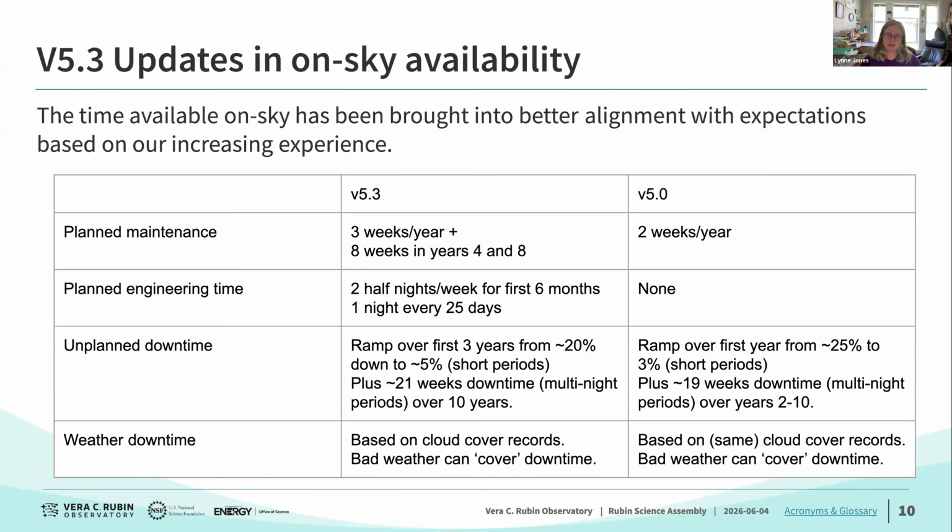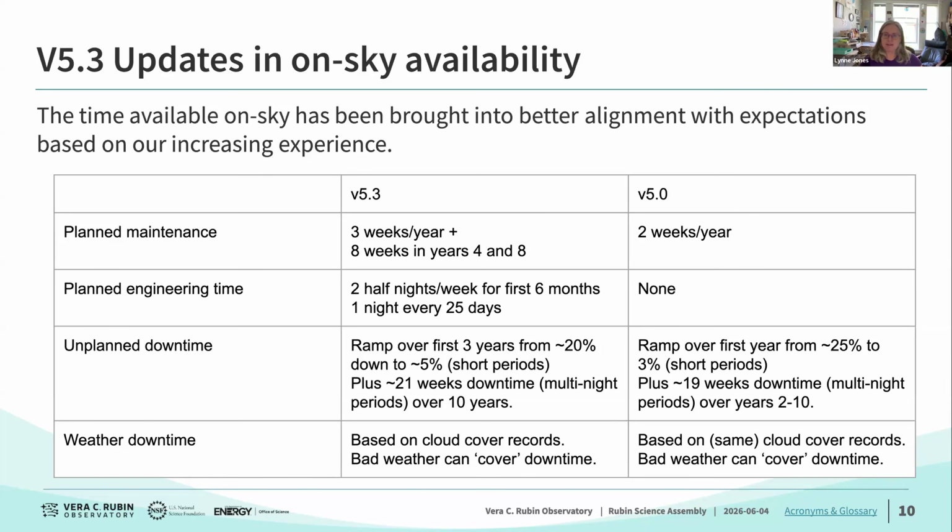Now, the big changes in the final performance are actually coming from the updates in on-sky availability. So at v5.0, this is the second column here, we had planned maintenance time, which was only 2 weeks per year. And this was based off a very old estimate that came from very early in the construction project. It is pretty clear this is outdated, not accurate, and we need to update it.